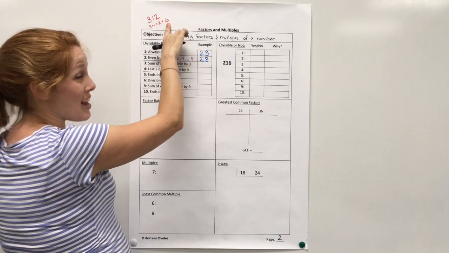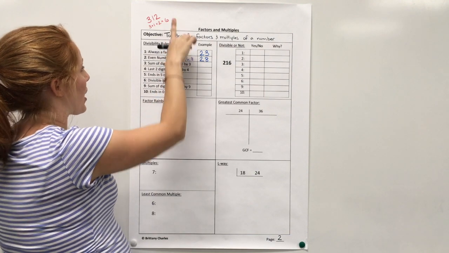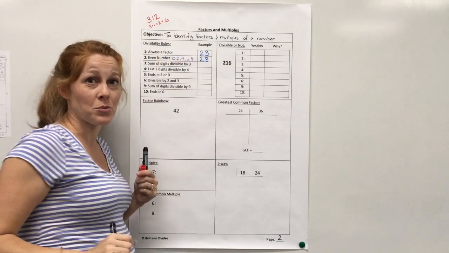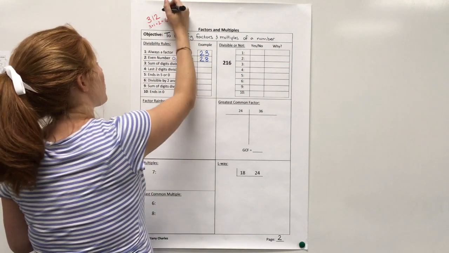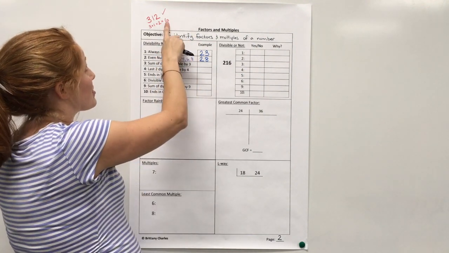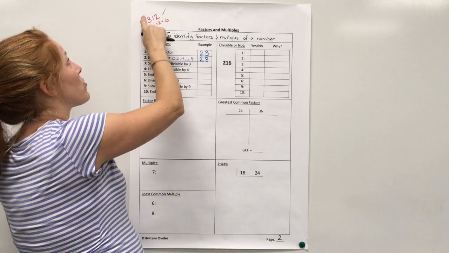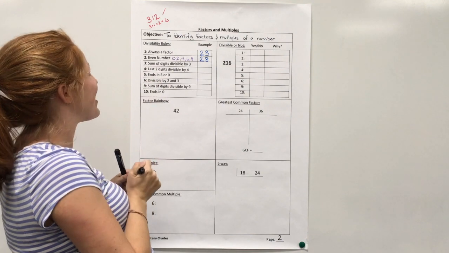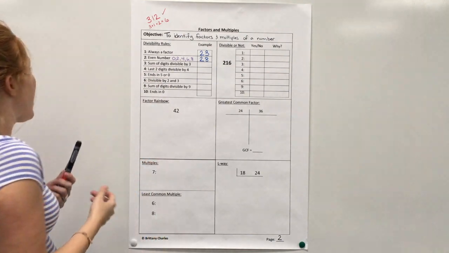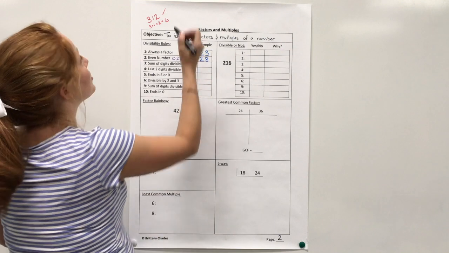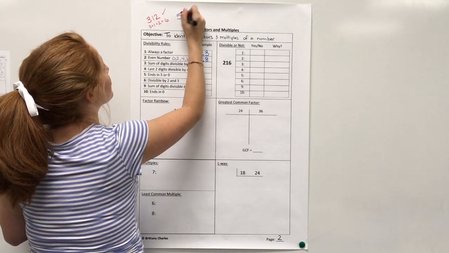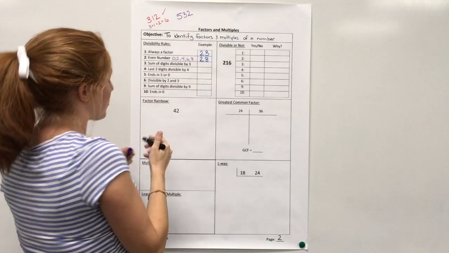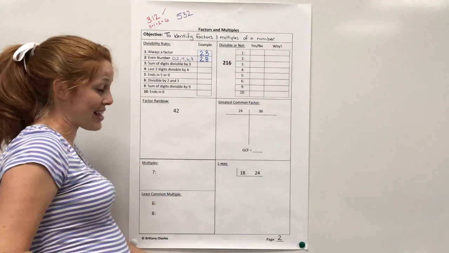So I look at the sum of these digits, okay, and I see, is that divisible by 3? Well, 6 is divisible by 3, so that means that this one works. So if the sum is divisible by 3, then I know this original number is also divisible by 3. Okay, let's try another example. How about 532?